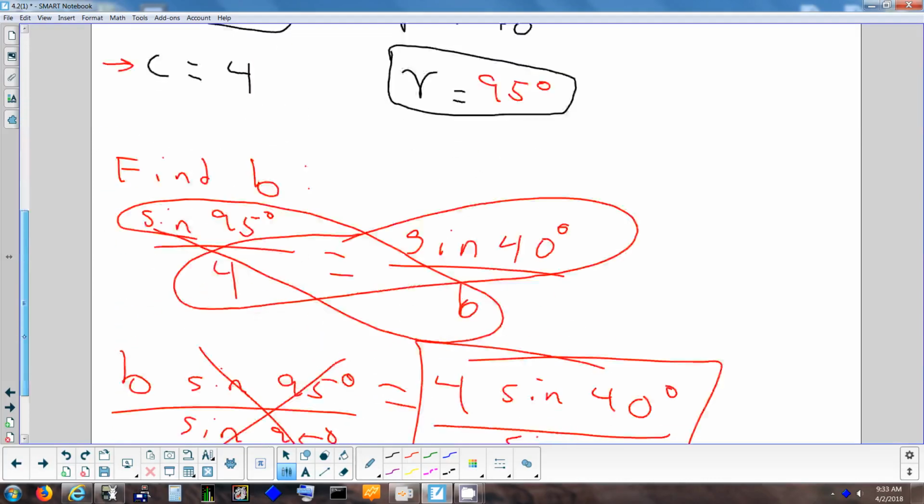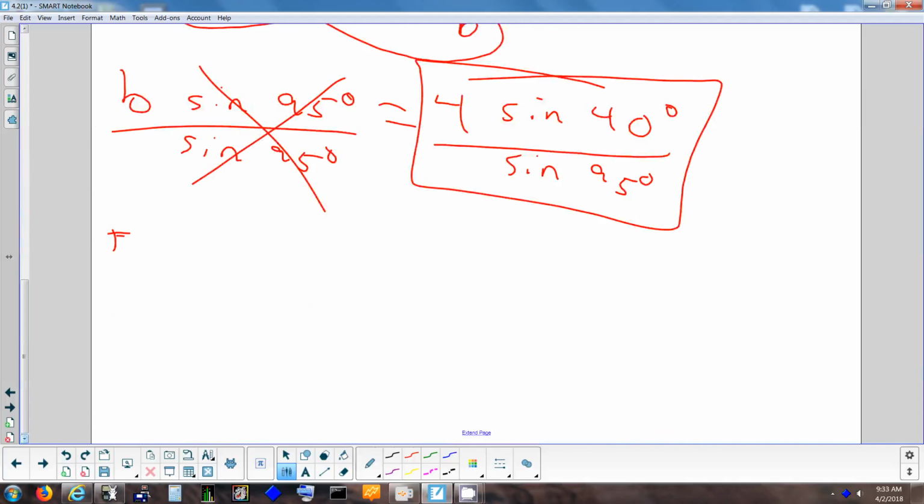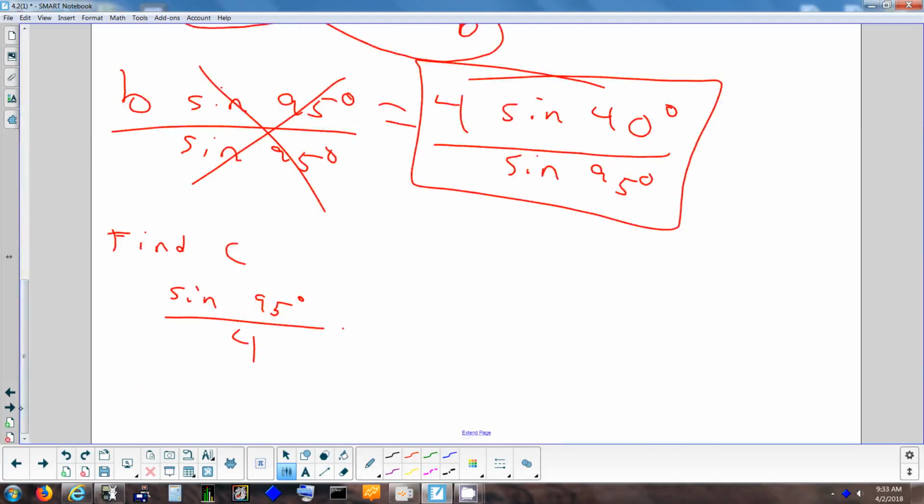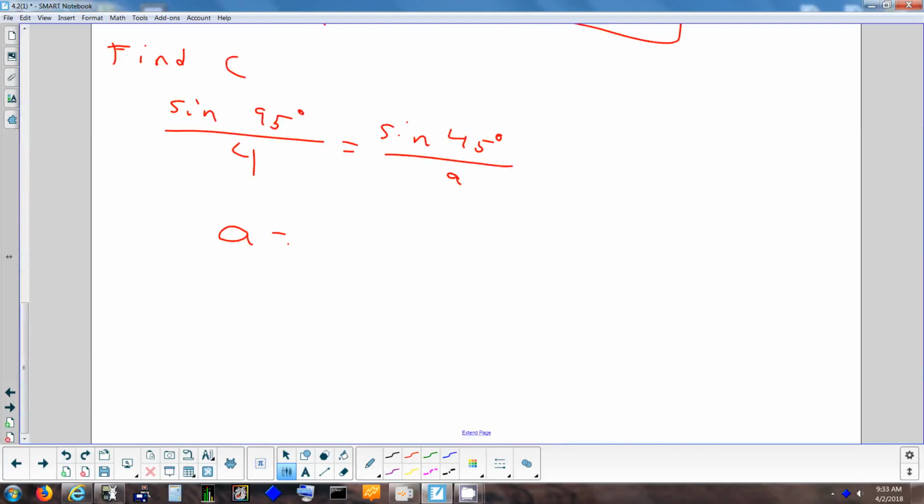So we'll start with sine 95 over 4. And now, to find A, you always use the angle that's across from what you want to find. Sine 45 over A. Okay, and can somebody tell me if I get A by itself? You don't have to give me a decimal. A would be just what times what divided by what? 4 sine 45 over sine 95. Yep. Perfect.